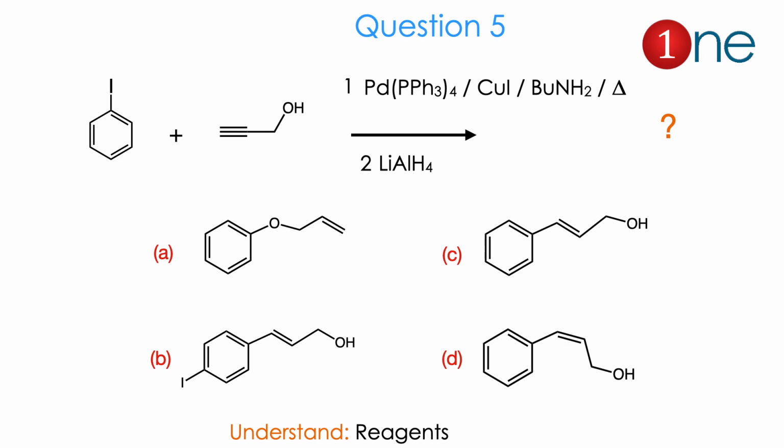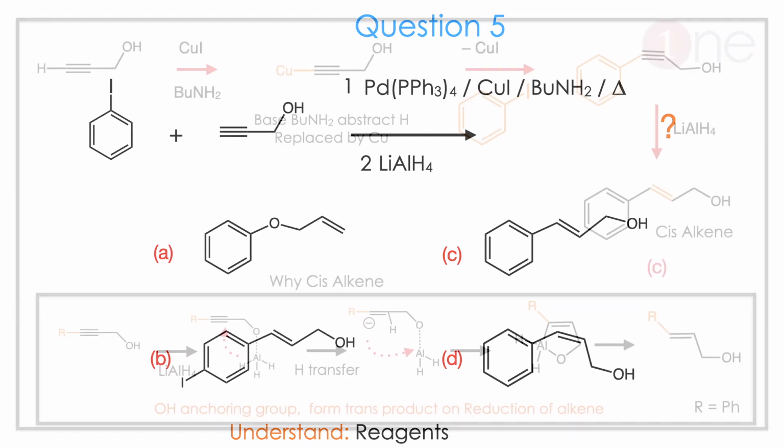Then the next question is on iodobenzene and an alkyne alcohol. Here the first reagent is an organometallic compound, which is palladium phosphine, copper iodide, and a base, which is an amine, then lithium aluminum hydride. There are 4 possibilities there. There will be simple alkene formation, or simple addition, or simple substitution. Here the key is you have to understand the reagents. What is the palladium compound? What can lithium aluminum hydride do?